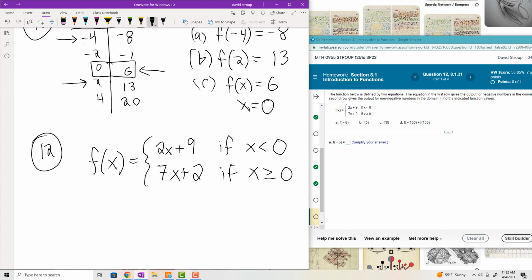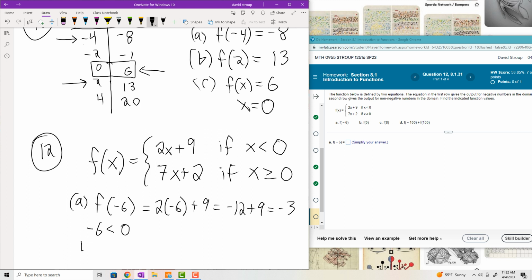Okay, so then we go through. I need to know what is f of negative 6. So negative 6 is less than 0, so you use the first piece, the function 2x plus 9. Wherever you see x, you put negative 6. So that will be negative 12 plus 9, and that will be negative 3.